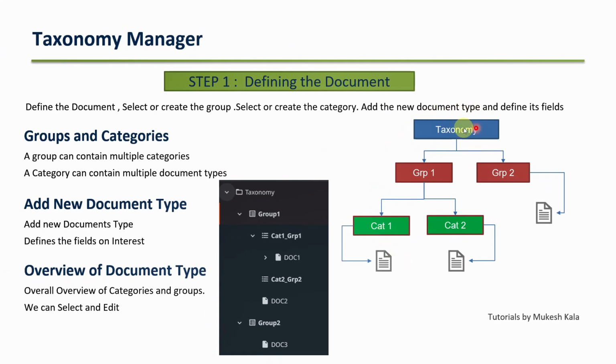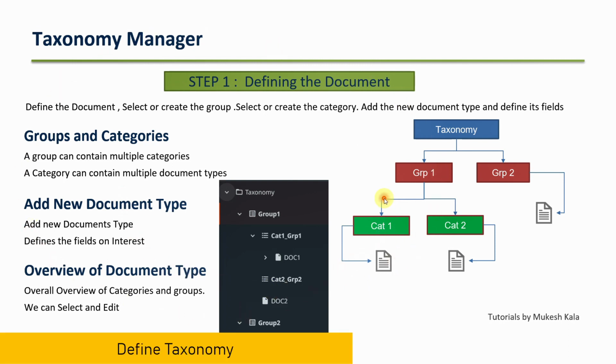And if you create this same structure in the taxonomy, this is how it will look. So you would have groups, group 1 and group 2. Inside the group I have category 1 and category 2. Inside the category we have these documents, right? So that is how this taxonomy manager is used to define the documents. Now let's try to define our taxonomy.